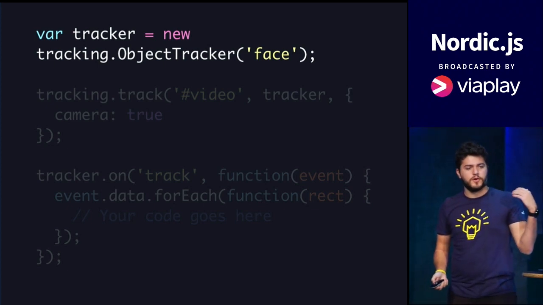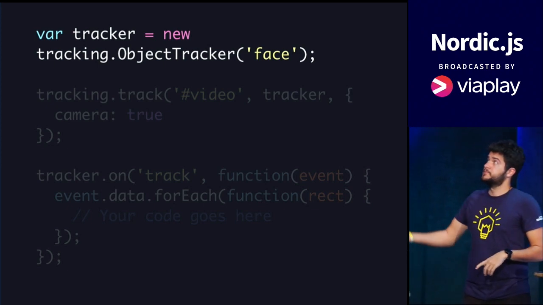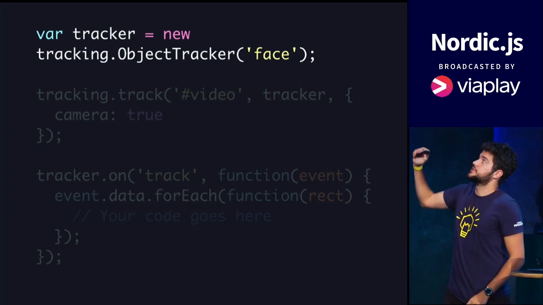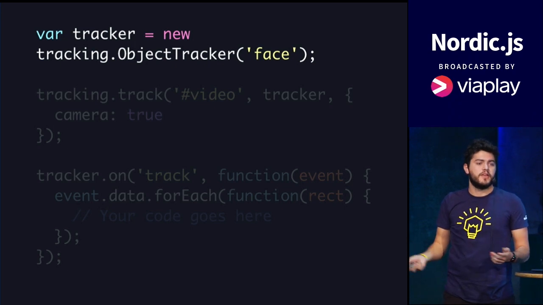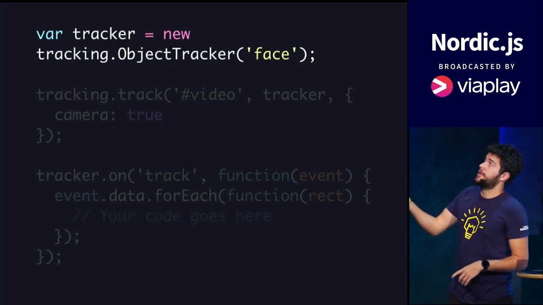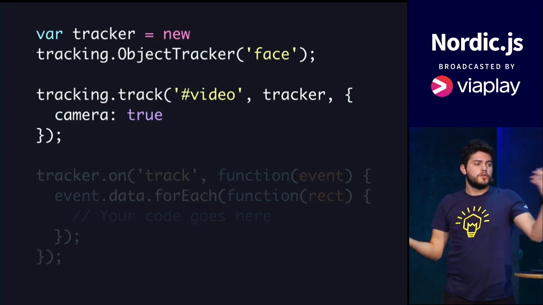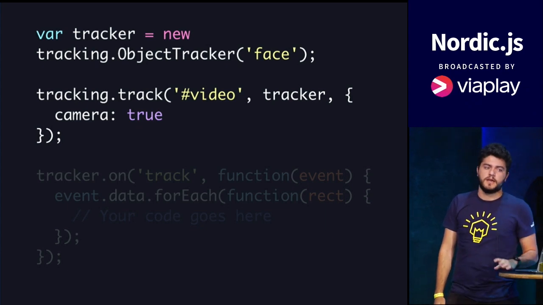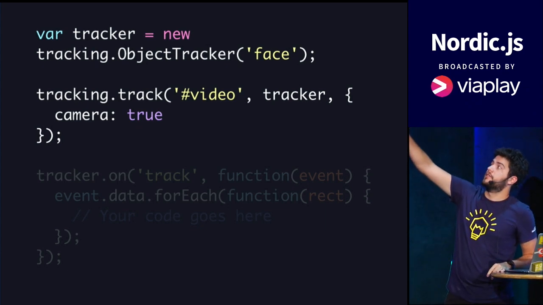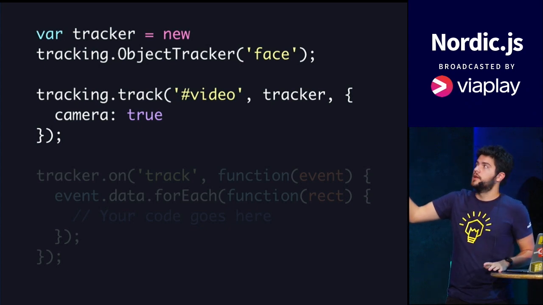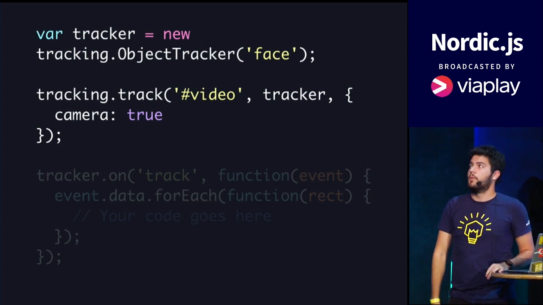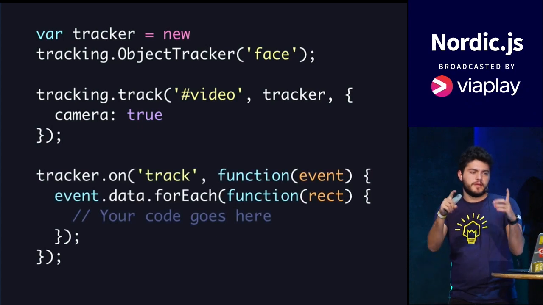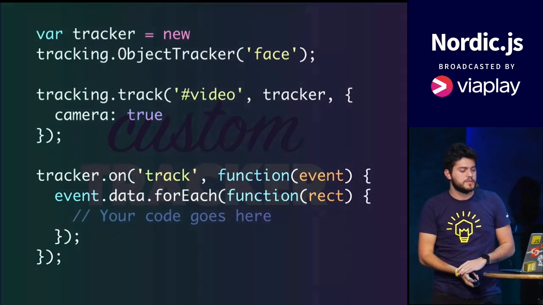So what is the API for using the camera, for example? Pretty similar. You have the object tracker constructor. You can pass some value like the face, mouth, eye, and then you put the selector, like the video tag that I have on my page, and then I have this option camera true, which requests the webcam, and then we have the callback. And once we have the callback, we can draw a square, we can do whatever we want.